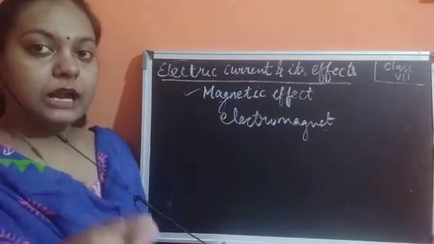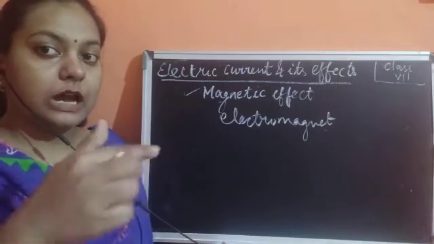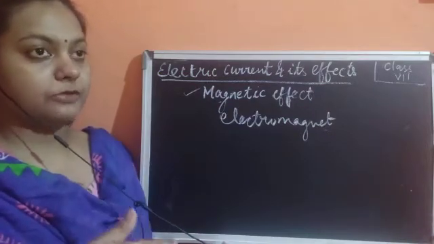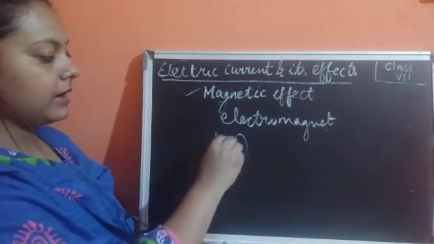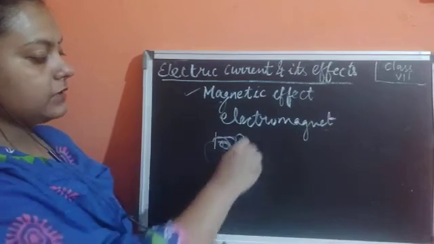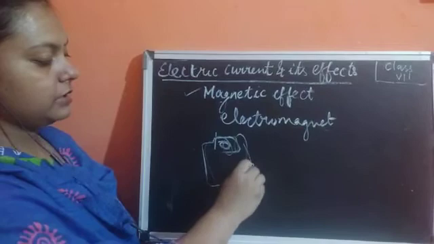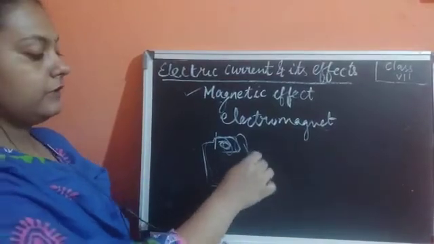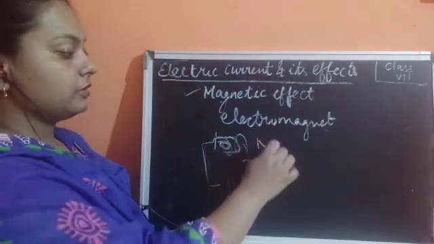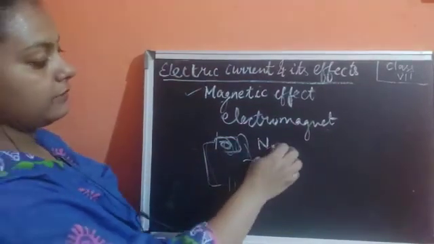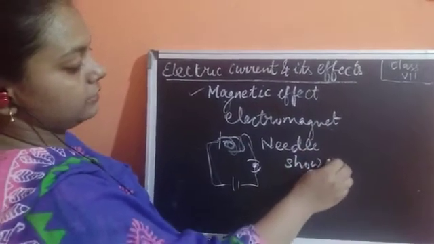We kept that small magnetic compass inside a box, and from the outer side a wire was wound on that box. It has a magnetic compass inside, and it was connected with a battery and a switch. Now what we have to see is that once the switch was in the on condition, this needle was showing deflection.